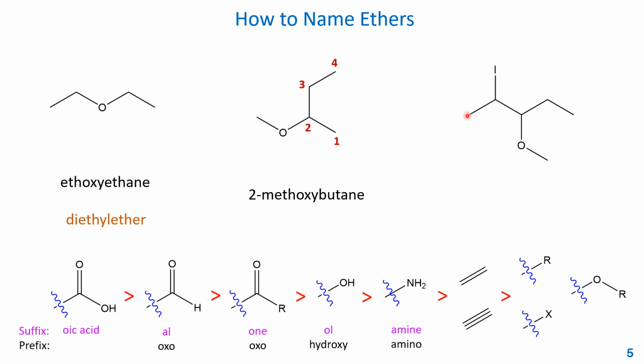And last example, we have an iodo group here, and we have a methoxy group here. And this carbon should be 1 because then this will be the lowest number. Okay, so halogens and alkoxy have the same priority, so you have to give the low number to this iodo. 1, 2, 3, 4, 5. Then 2-iodo-3-methoxypentane. That's alphabetic order, I and M. Okay, that's 3 examples of ethers.